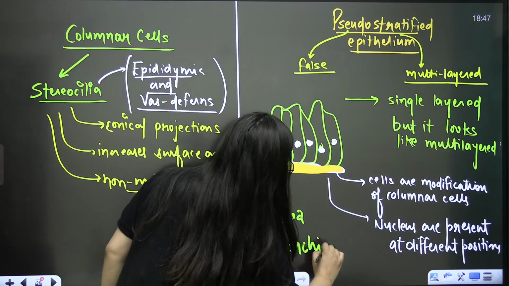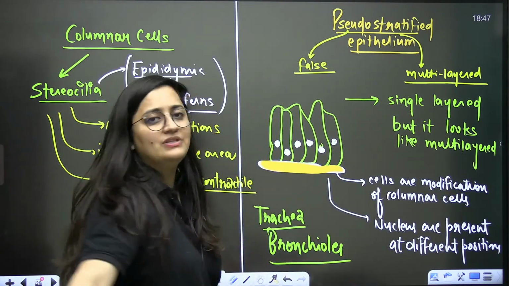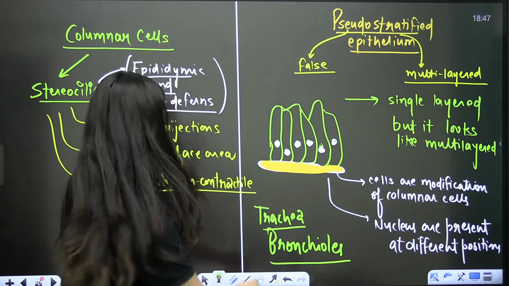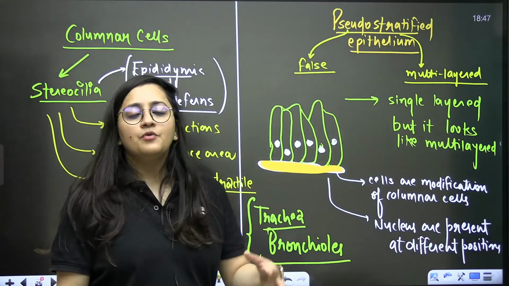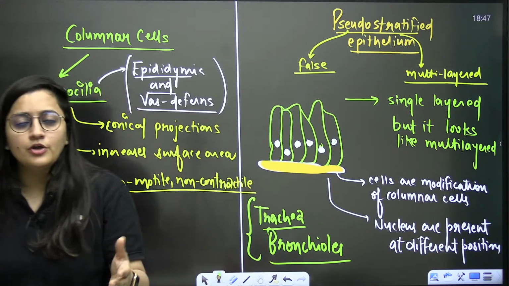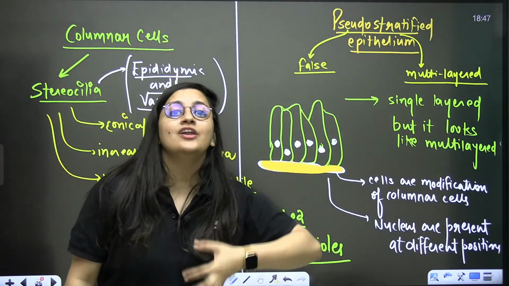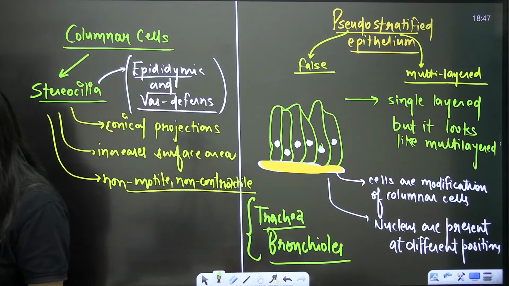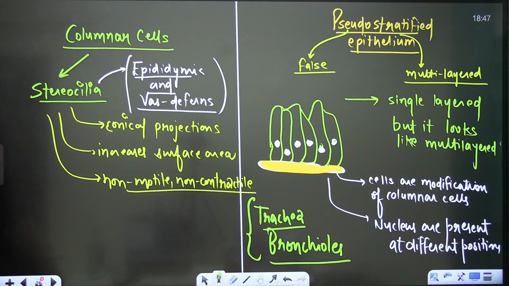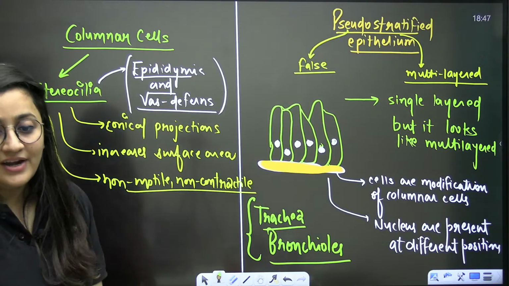So basically, in our respiratory epithelium you will see this. In the nasal chamber also you will see this. In the trachea, in the bronchi, in the bronchioles you will see pseudo-stratified glandular columnar epithelium. It is also glandular there. Is that clear? Fine. So this is pseudo-stratified.